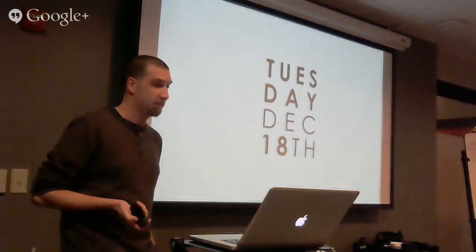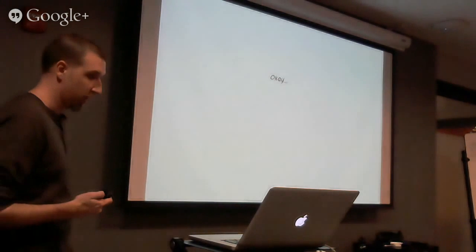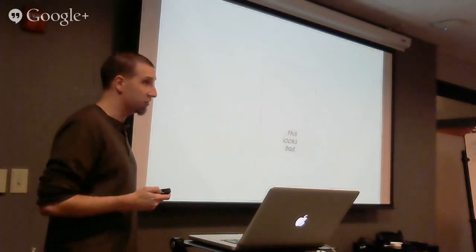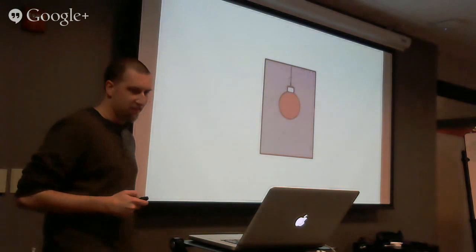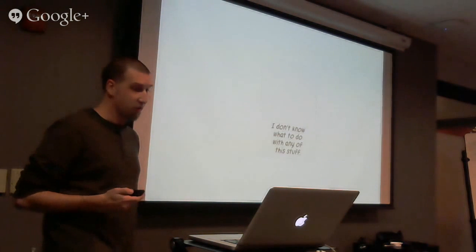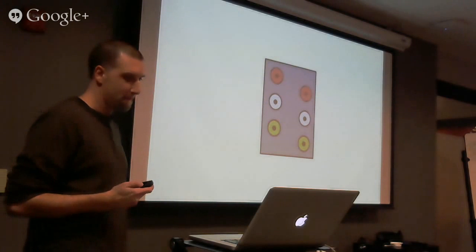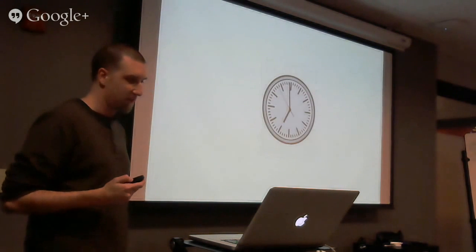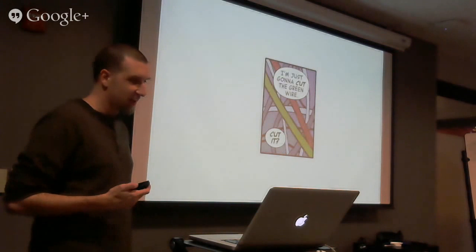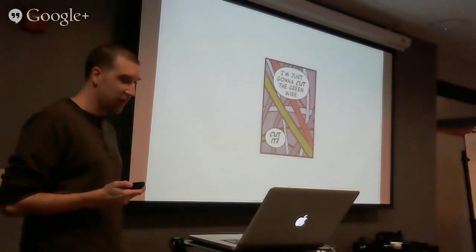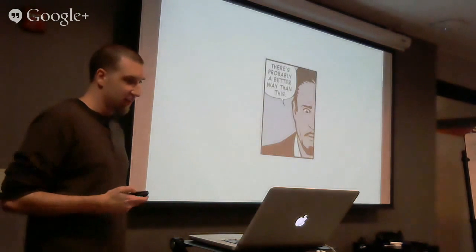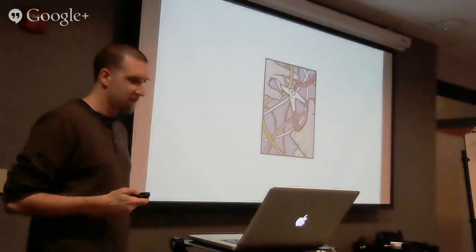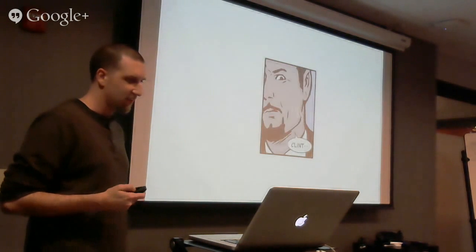So it's Tuesday, December 18th. Okay. This looks bad. Here we go. This looks bad. I don't know what to do with any of this stuff. All knots. Screw this. Come on, Clint. I'm just going to cut the green wire. Cut it? What? There's probably a better way than this. Probably. And yet, Clint.